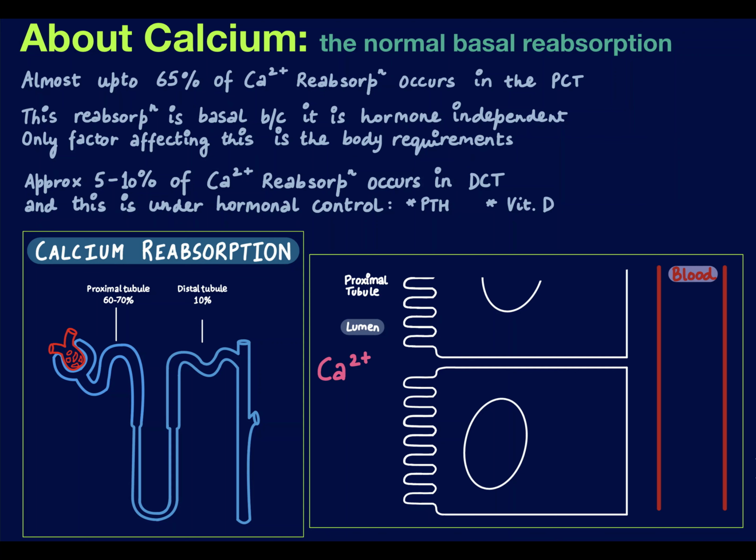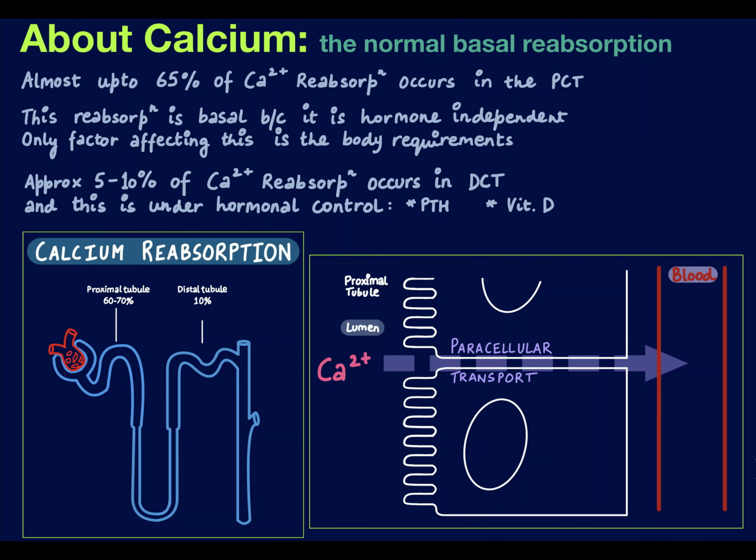Note in this image that the reabsorption of calcium is not across the proximal tubular cells. Rather, it is across the gaps that are present between two adjacent proximal tubular cells. Since this basal reabsorption of calcium in the PCT occurs along the sides of the proximal tubular cells, that is why this is also called the paracellular transport of calcium. You will be surprised to know that this paracellular transport of calcium does not require any transporters. So this is a passive process.